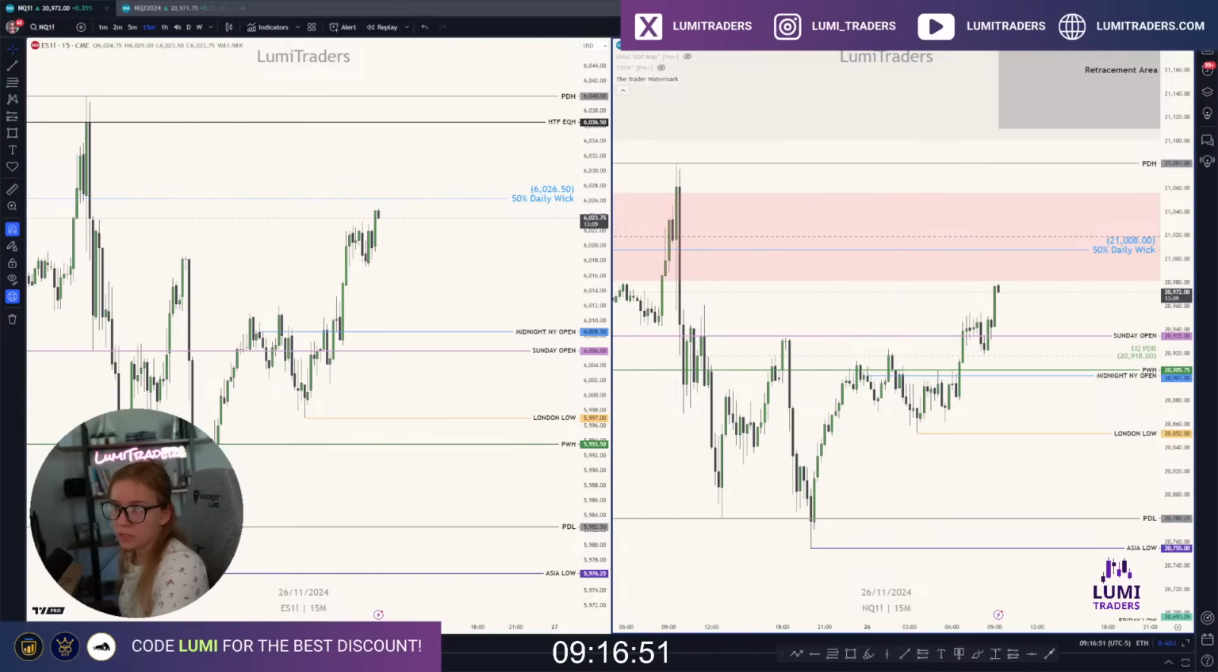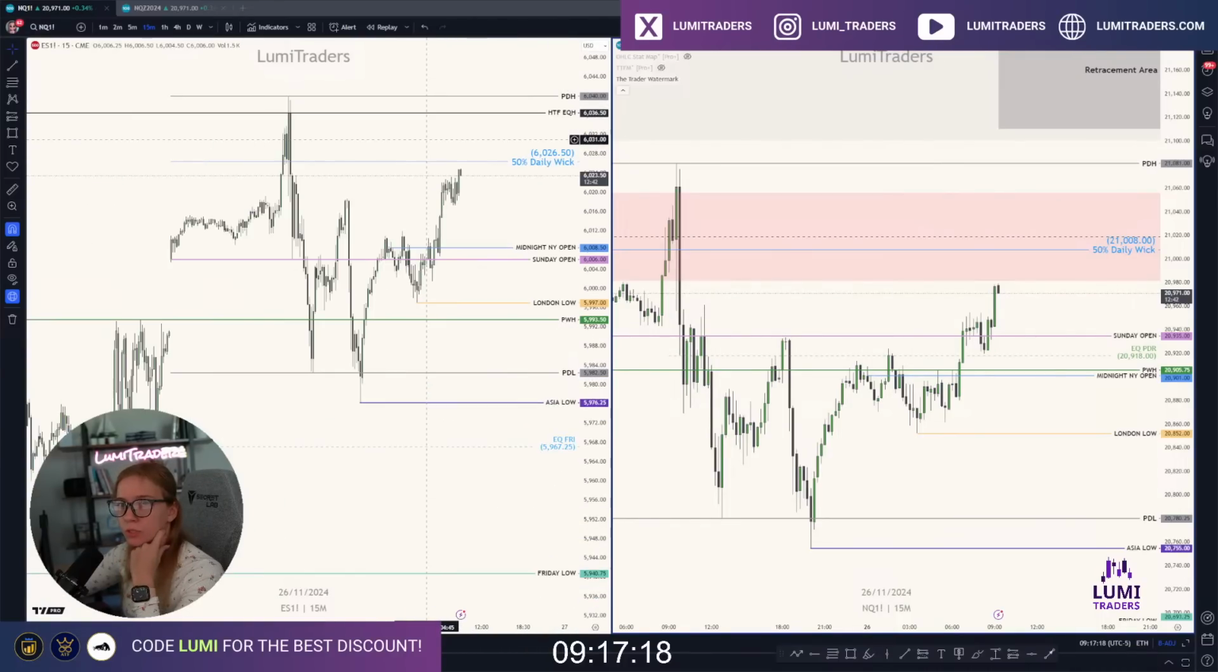So once again, the plan is just to see how we react from 50% of the daily range first. No rush, just waiting for a setup and how we react from my levels. But basically, as you can see, 50% of the daily range also lines up with 50% of the daily fair value gap. And let's see. Going to keep these higher time frame equal highs on my chart.